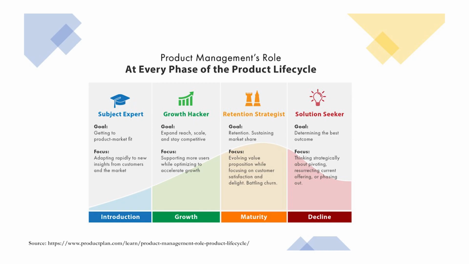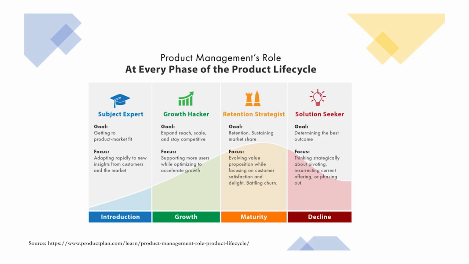The retention strategist evolves the value of the product and the value proposition of the product. So, what other value can this product deliver? Can it be used in other applications? Can it have some other usage? So, that can give you some increased sales in the mature phase. So, the retention strategist tries to bring in customer satisfaction and delight while battling the churn that's occurring and the other competitors coming into play. And the solution seeker is thinking strategically about pivoting, resurrecting the current offering or phasing out. So, he has to make these choices.